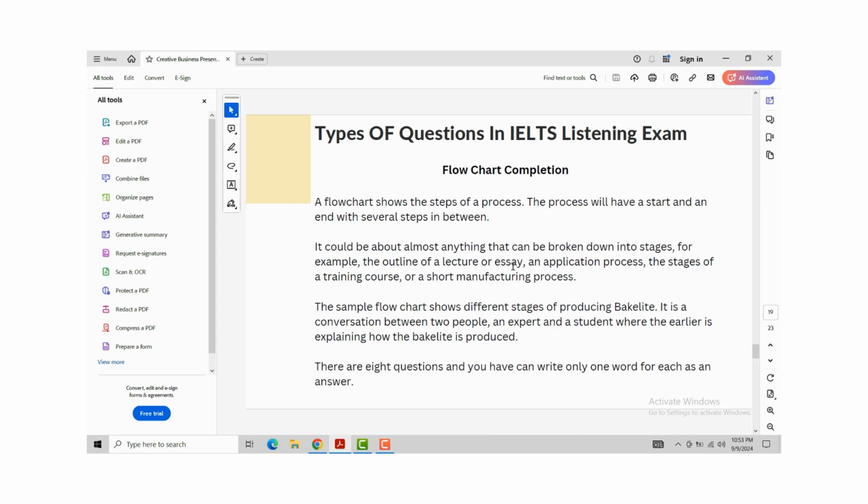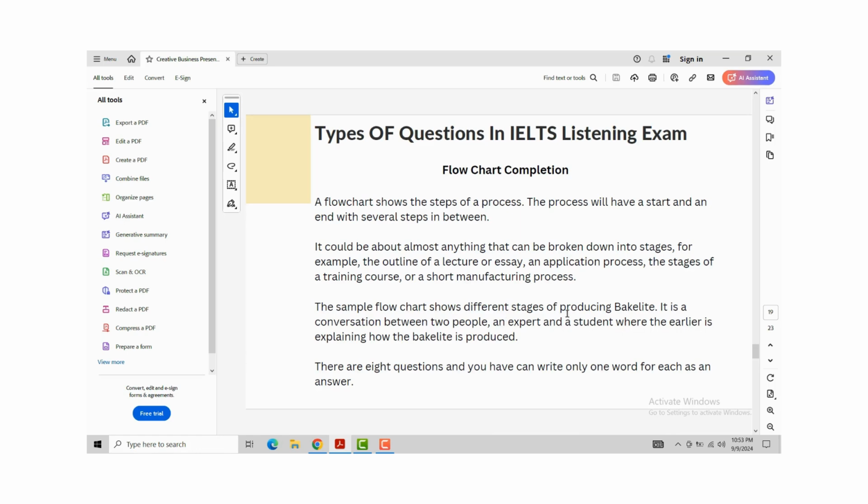For example, the outline of a lecture or essay, the application process, the stages of a training course, or a short manufacturing process. The flowchart could be about any of these things, which you can break down into stages. You can create a flowchart of a lecture, of an application, of a training course or a short manufacturing process.